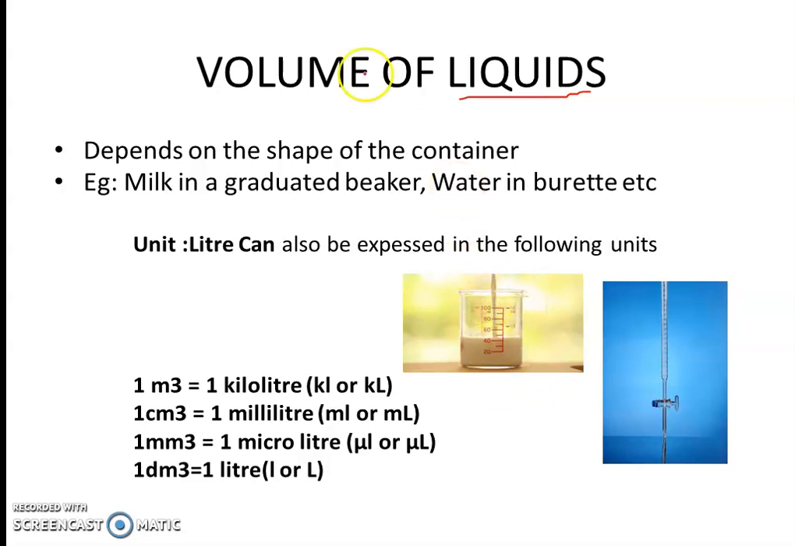Usually the volume of liquids and gases are measured in liters, but it can also be measured in cubic meter. So the values are like this. 1 meter cube is equal to 1 kiloliter, 1 centimeter cube is equal to 1 milliliter, 1 millimeter cube is equal to 1 microliter and 1 decimeter cube is equal to 1 liter. So liters can also be expressed in meter cube.